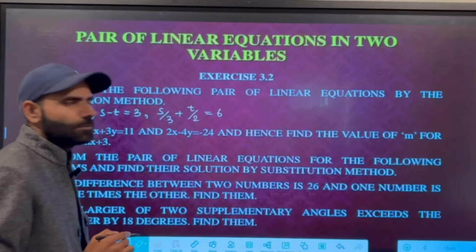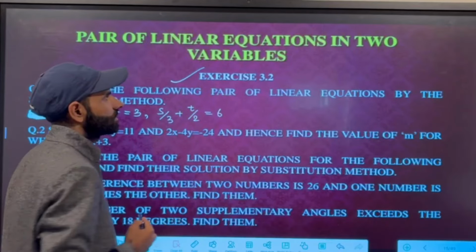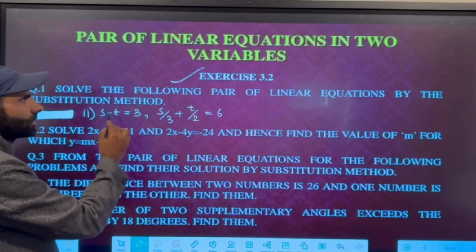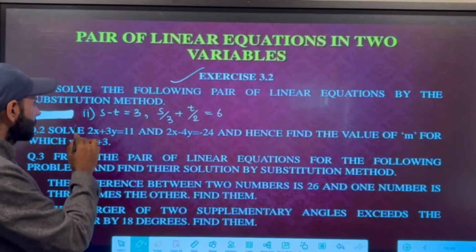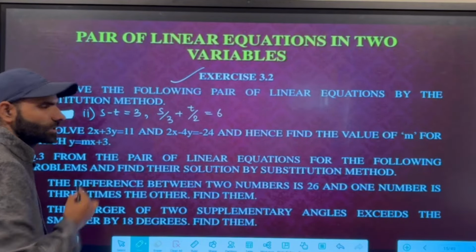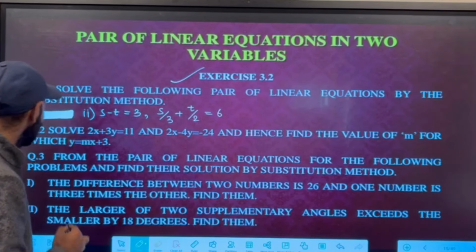From chapter number 3, pair of linear equations in two variables. Exercise 3.2. Solve the following pair of linear equations by the substitution method. Part number 2 is s minus t equal to 3, s by 3 plus t by 2 equal to 6.